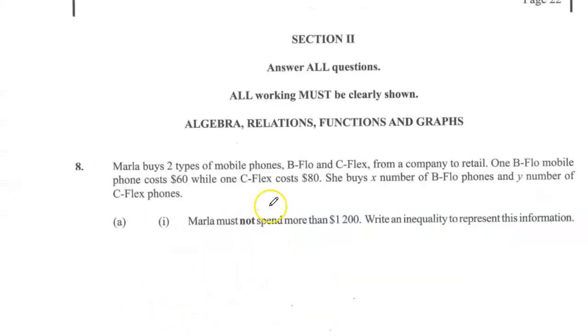So section 2. Marla buys 2 types of mobile phones, B-Flow and C-Flex, from a company to retail. One B-Flow mobile costs $60 and one C-Flex costs $80. She buys X number of B-Flow and Y number of C-Flex phones, right? Marla must not spend more than $1,200. Write an inequality to represent this information.